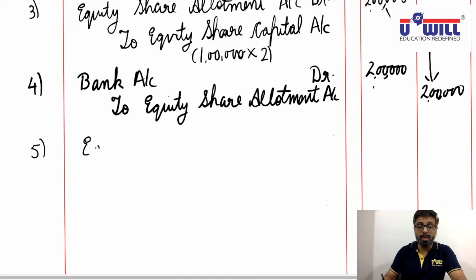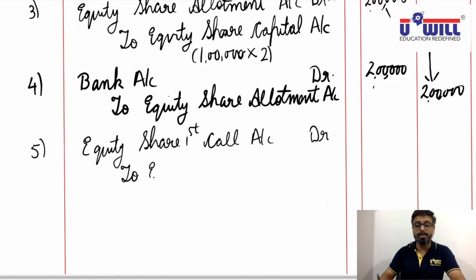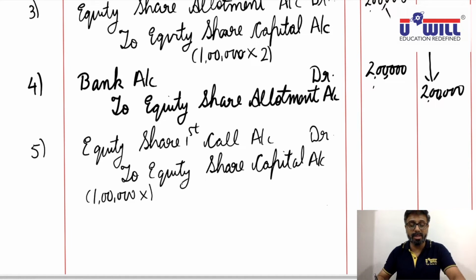In case of first call, first we will pass the entry: equity share first call account debit. Call money is receivable, so debit the receivable to equity share capital account. Now as I discussed with you, all remaining entries we have to pass with 1 lakh shares. So 1 lakh shares; first entry 1,20,000, refund 20,000, all other entries with 1 lakh.